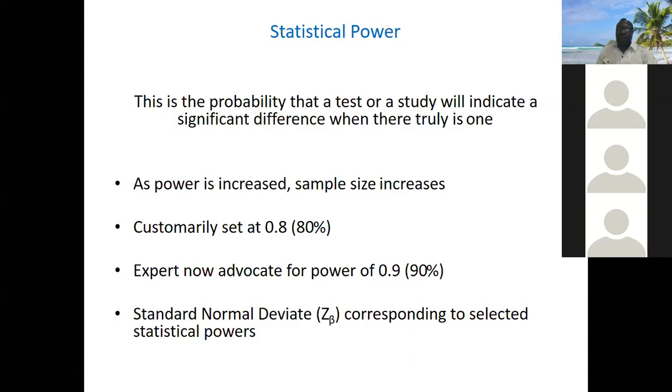Then the standard normal deviate that corresponds with the selected power. Here now, he's talking of the probability. The power is 80%, that probability that you detect the difference is 80. But what you've put into your calculation is not actually that power. It is the value corresponding with that power, which is the standard normal deviate. That is, if you use the standard normal distribution as a template, the probability that you detect the difference is 80, that's your power.